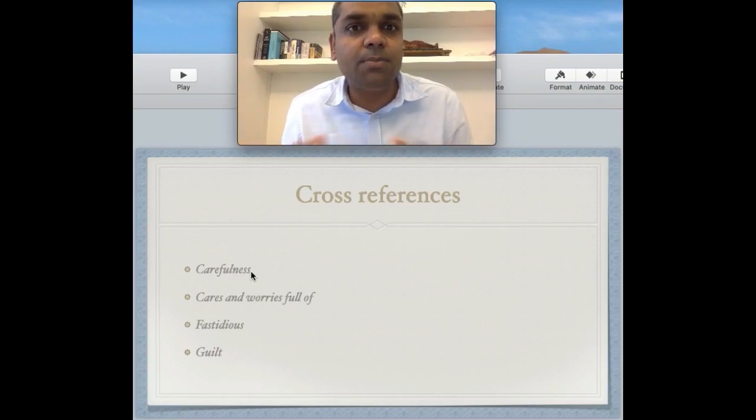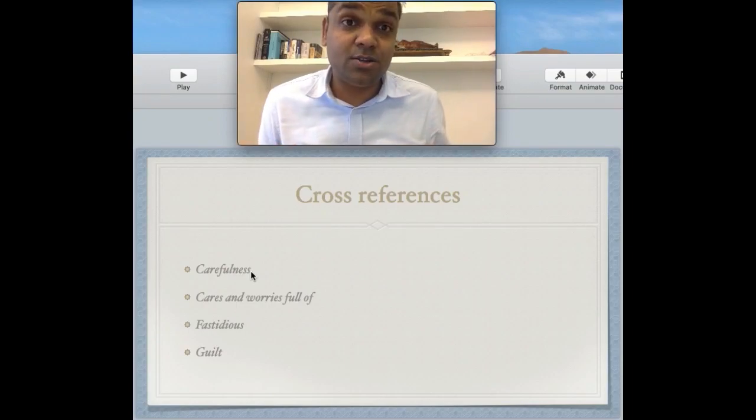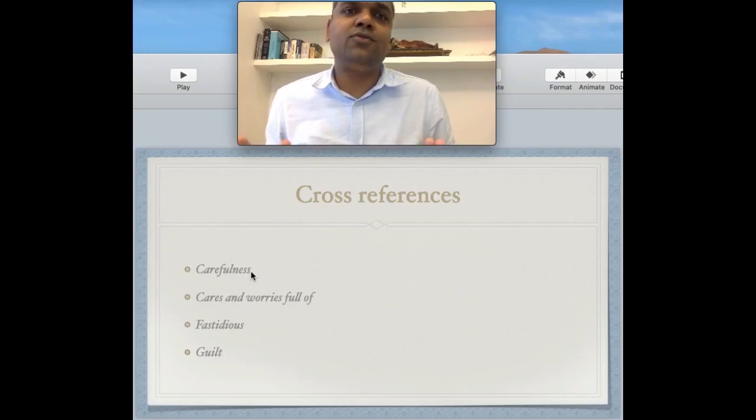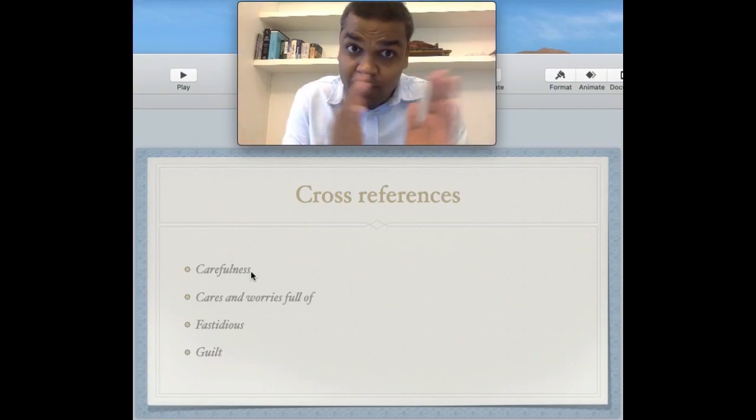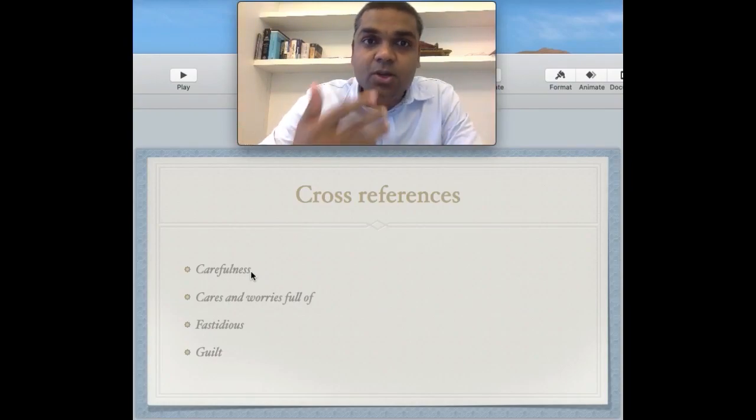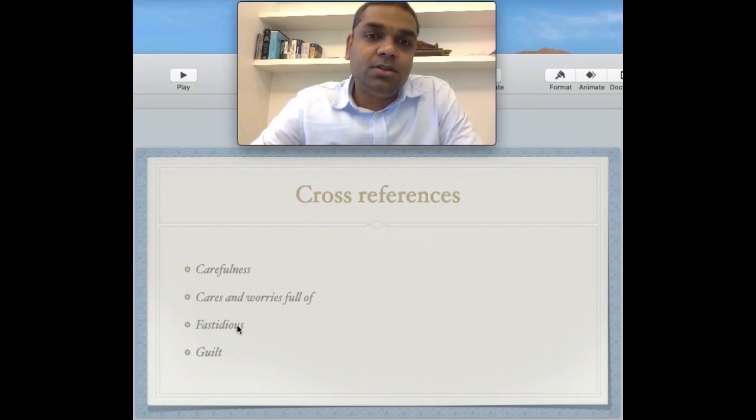What if this does not happen? If it stops there, what if this does not happen, I'm worried, that is cares, full of. I hope this is helping you to differentiate, especially because some of you have asked me to differentiate. So that is the difference between cautious, careful, cares, worries, full of, and fastidiousness.